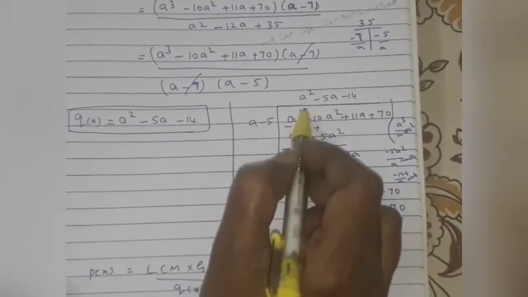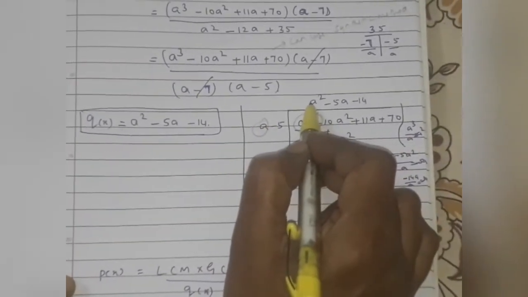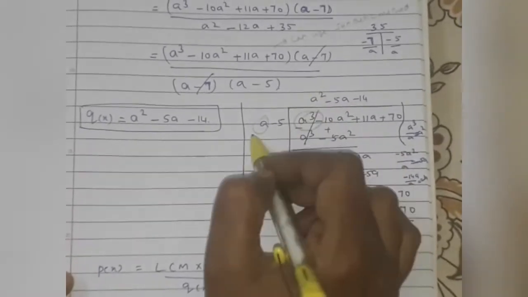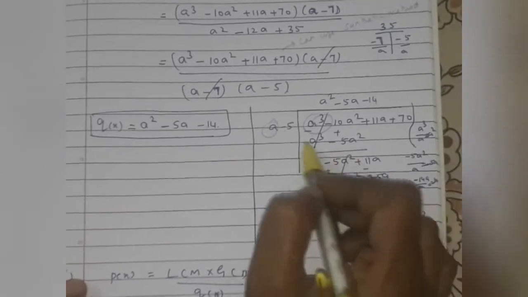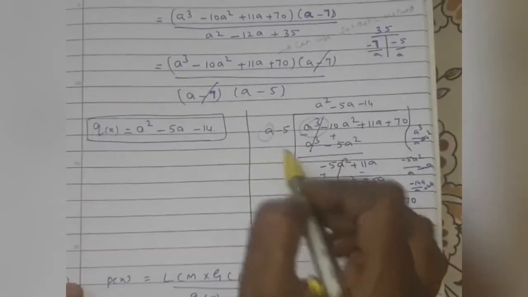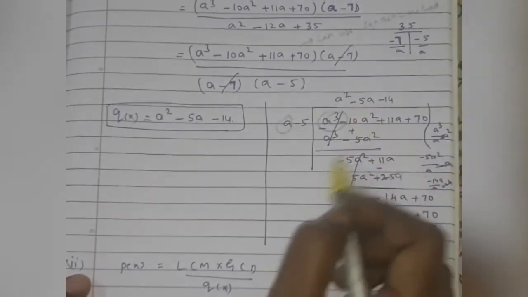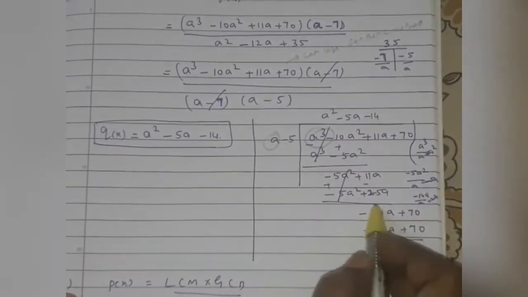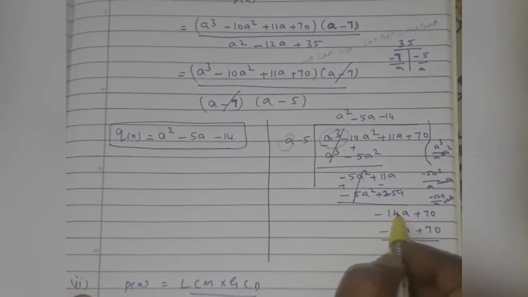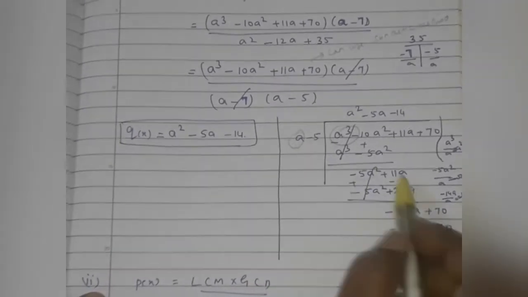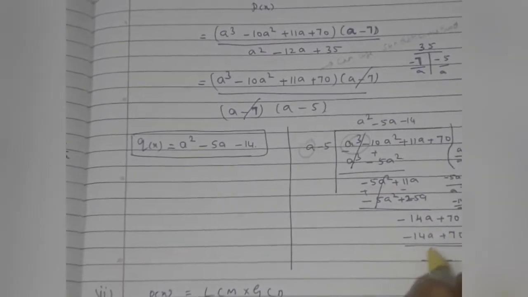If you divide a cube by a, what are you getting? a square. So I have written that. If you multiply this by this, you will get like this. Then the first term is 5a minus 5a square. If you divide that by a, you are getting minus 5a, and then you multiply this with these two things, you are getting here. Then the first term is minus 14a. If you divide minus 14a by a, you are getting minus 14. So minus 14 is multiplied with a minus 5 and you are getting 0 like this.